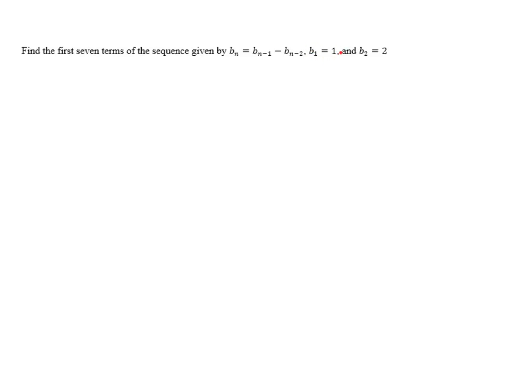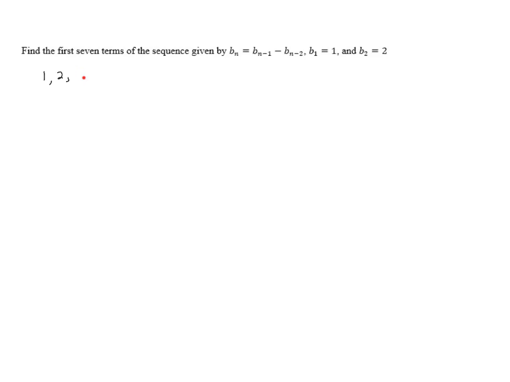Here we're given the first 2 terms, which are 1 and 2, so we can write those down as the first 2 terms. And then to find any subsequent term, the nth term, we take the difference of the 2 terms that come before it. So for b sub n, we take b sub n minus 1, which is the term that comes directly before it, and then we subtract b sub n minus 2, the term that came 2 places before it.